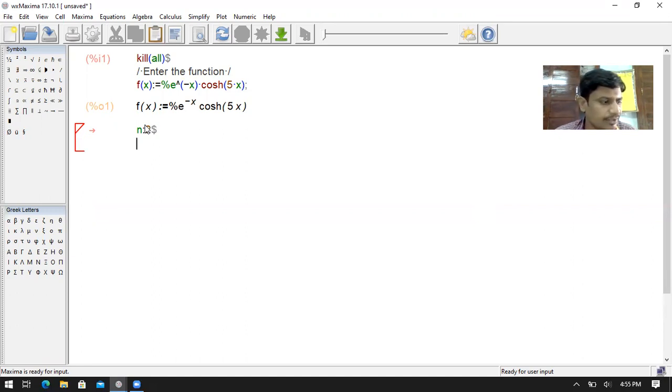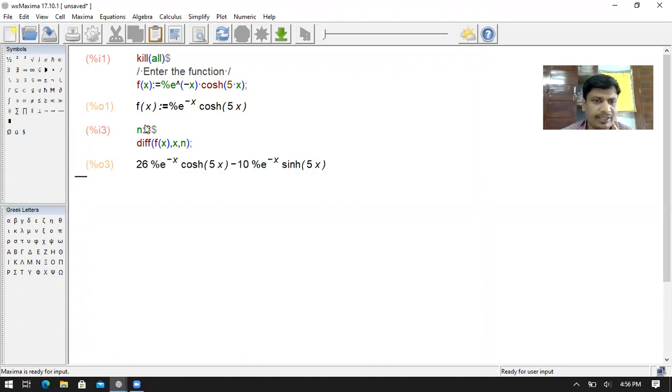After that, the function, that is f of x. Differentiate of f of x, comma, then x comma n. See here, your result is 26 e to the power of minus x cos hyperbolic of 5x minus 10 into e to the power of minus x sin hyperbolic of 5x.